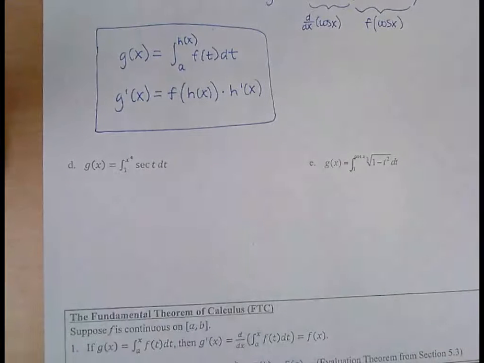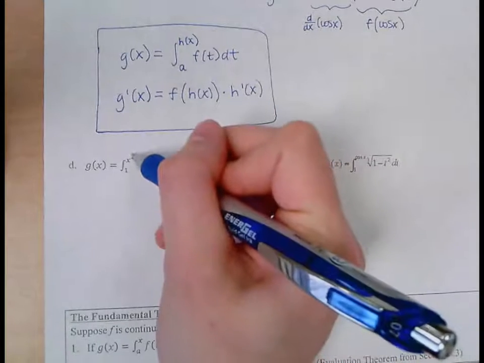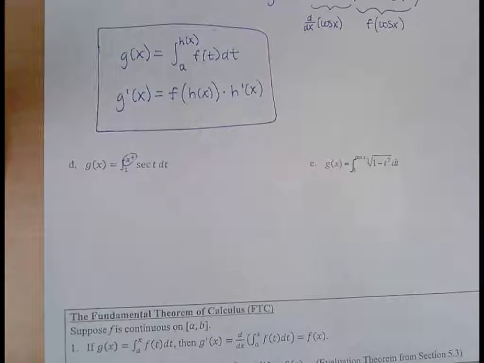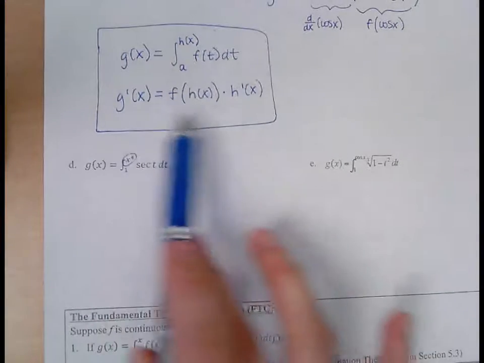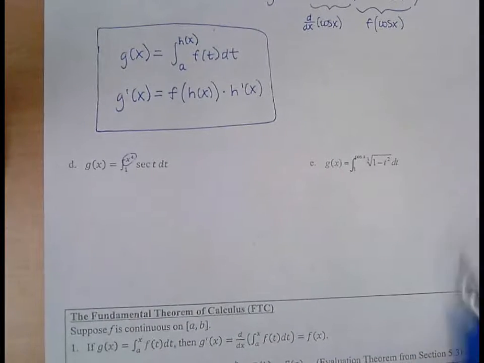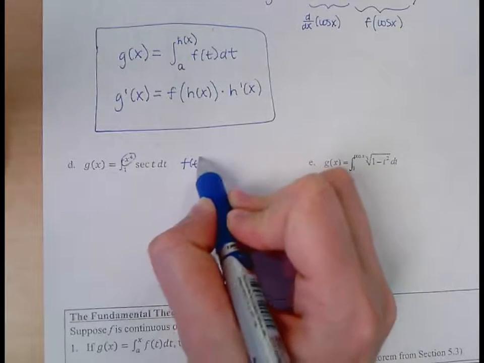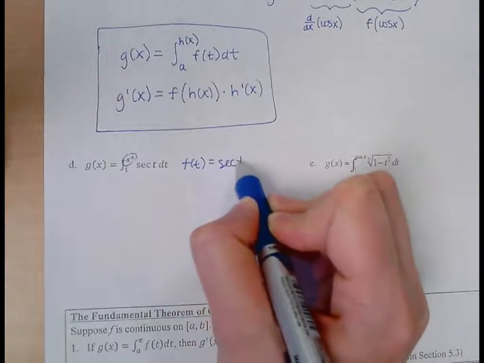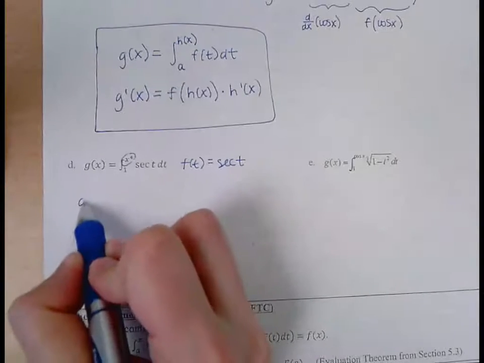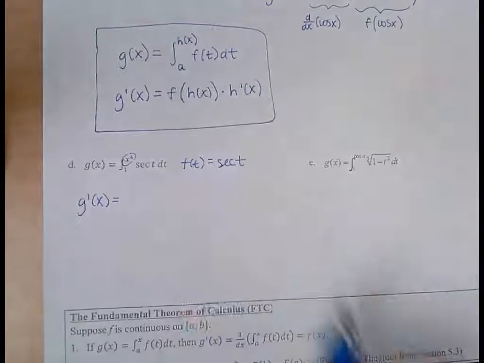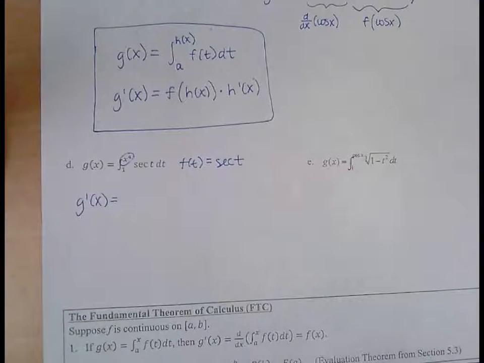If you look at example D, g of x is the integral from 1 to x to the 4th of secant of t dt. Okay, the upper limit is not just x. It's more than x, so you need a chain rule of sorts. This is kind of the chain rule for the first part. So f of t is secant of t. So here's g prime without having to do the entire integral and then find the derivative.